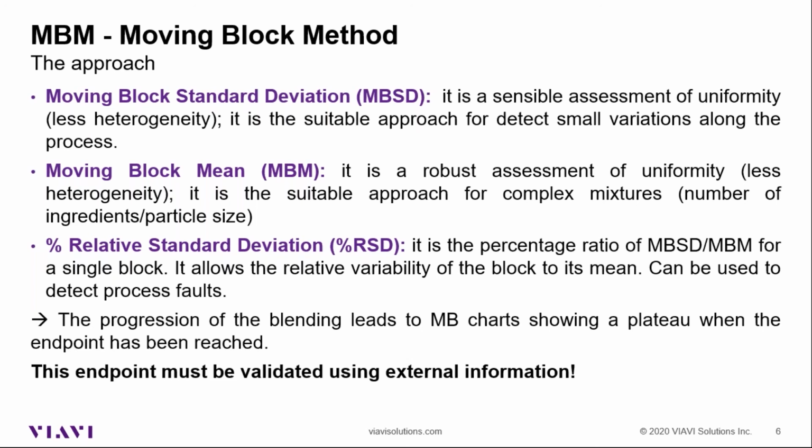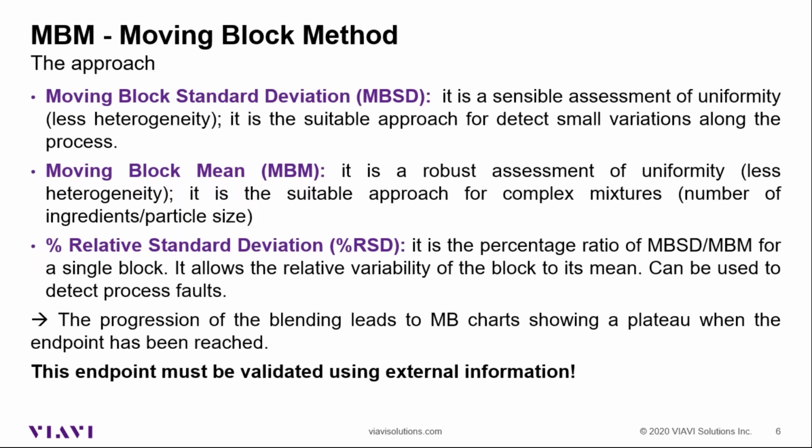We have the moving block standard deviation. This is the most common one among the moving block methods. It is a really sensitive approach because it is able to assess the uniformity of a mixture even when we have really small variation. So this approach is suitable for detecting small differences over time. But sometimes the ability to detect small differences becomes too much. So we are seeing something that we don't want to see.